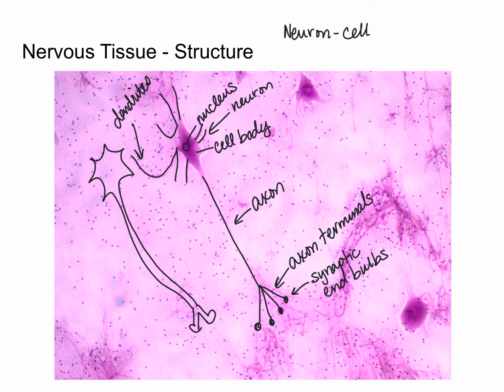Now you'll also notice that there are lots of other little spots around here. And these little spots that you're seeing here are the nuclei of other cells called neuroglia cells. So neuroglia cells are like helper cells. And so they help the neuron do its job of communication.